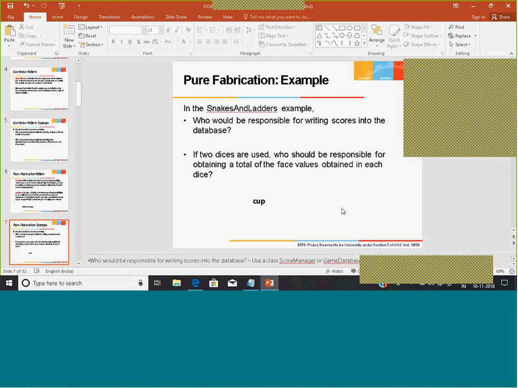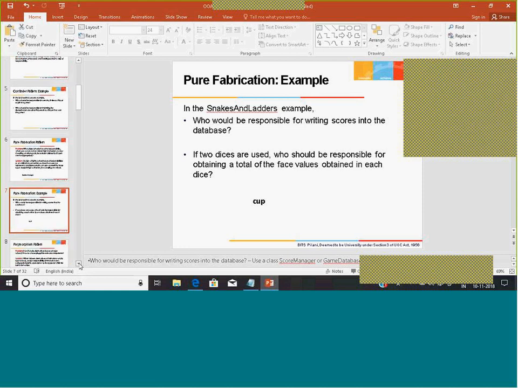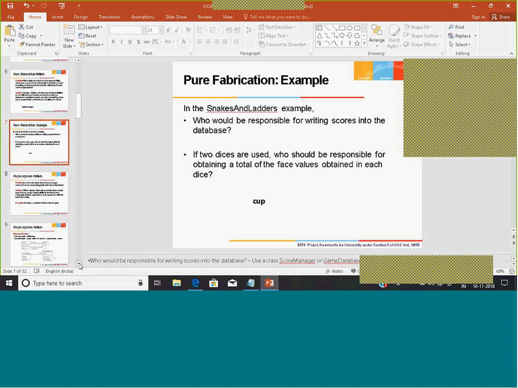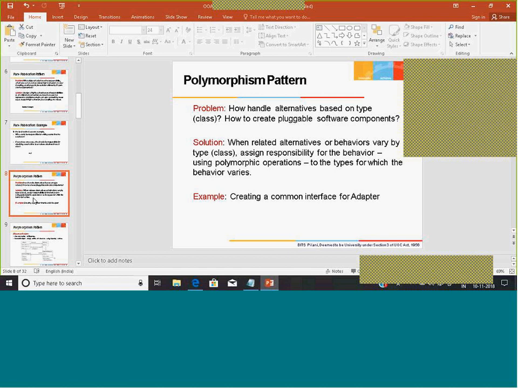We assign the responsibility to a particular class to do a designated set of responsibilities which are highly cohesive in themselves, and then do the task. So this was the pure fabrication pattern. We've covered two patterns, controller and pure fabrication. Let's move to the next pattern, which is the polymorphism pattern.